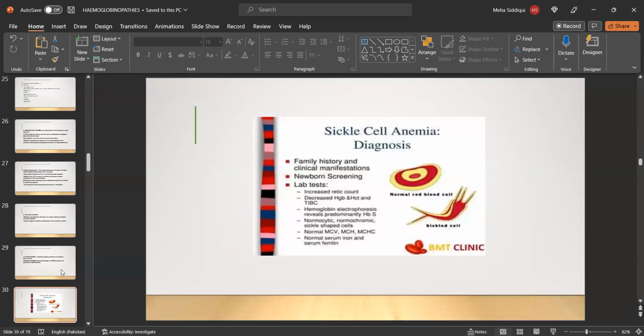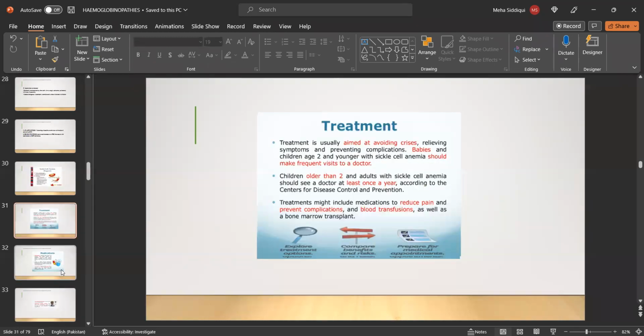Now, sickle cell anemia's diagnosis is made by family history and clinical manifestations, newborn screening, and lab tests, which include increased retic count, decreased hemoglobin, hematocrit, and TIBC, and hemoglobin electrophoresis, which reveals hemoglobin S, and normocytic, normochromic sickle shaped cells with normal MCV and MCH. However, there is normal serum iron and serum ferritin in sickle cell anemia. Treatment is usually aimed at avoiding crisis, relieving symptoms, and preventing complications.